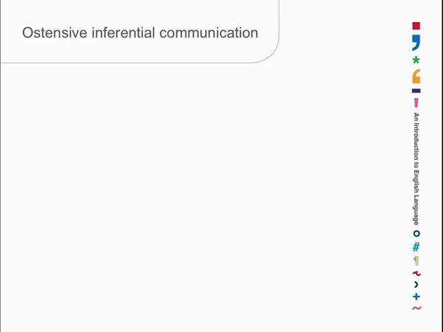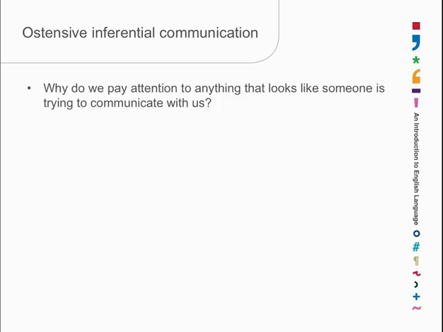So how does communication involve itself in that process? Clearly, the way in which we think about communication is that information goes from speaker to hearer, and that's the old code model. The relevance theorists think about it in a slightly more sophisticated way. The first thing they ask themselves is, why do humans pay attention to anything that looks like someone is trying to communicate with them? And we do.